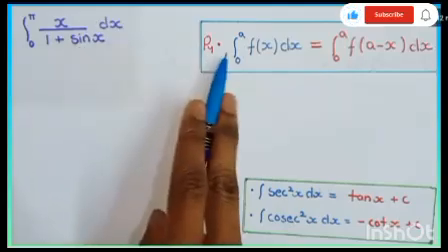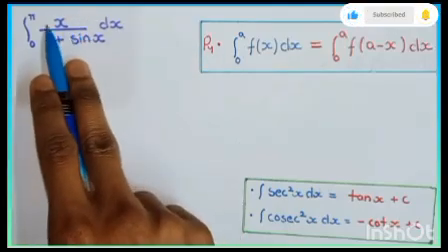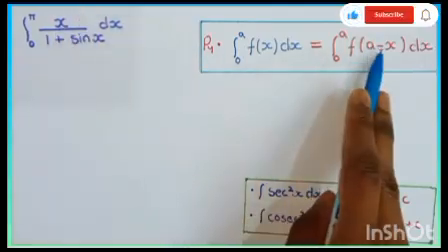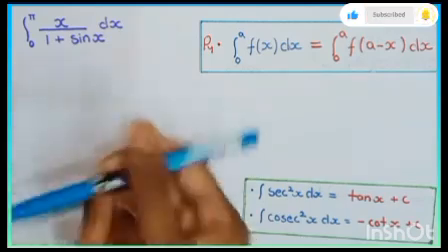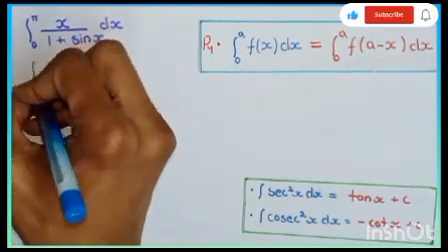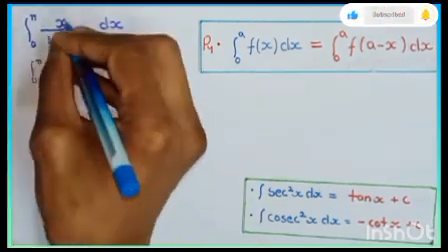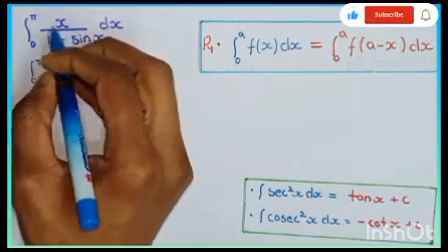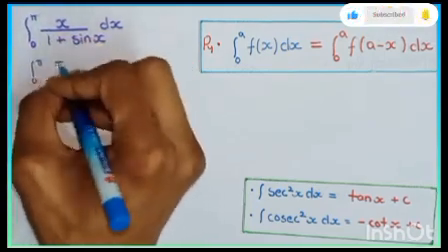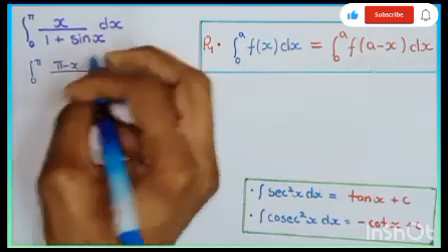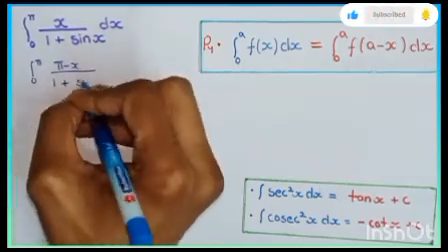Okay, so let's apply P4. So what do we do wherever x is? Put a minus x. Yes or no, then do it. That's what our P4 says. So what do we do wherever x is from 0 to pi? Put a minus x. What is our a? It's pi. So pi minus x, 1 plus sin of pi minus x.